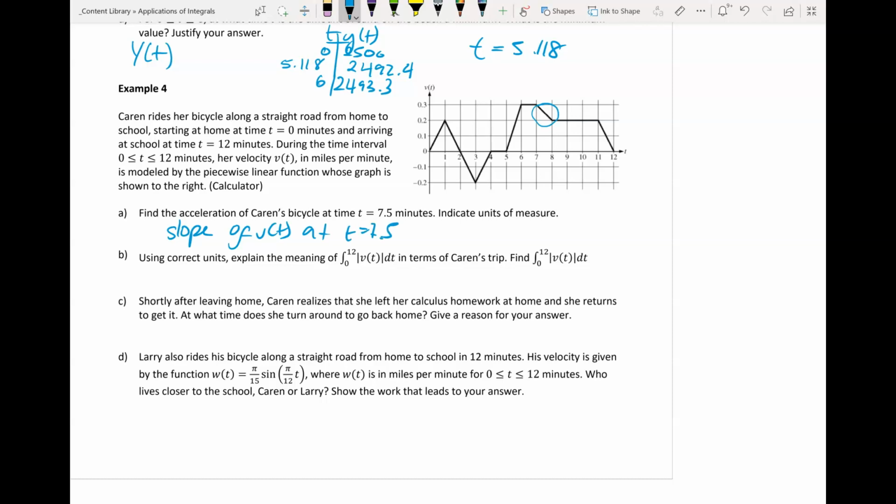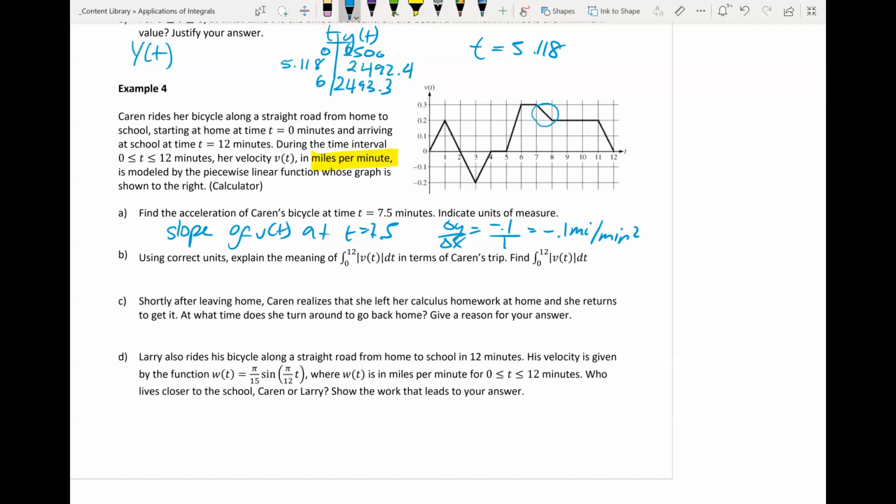So that's our change in y divided by our change in x, which is negative 0.1 over 1, which is negative 0.1 miles per minute squared. Remember that those are our units here.